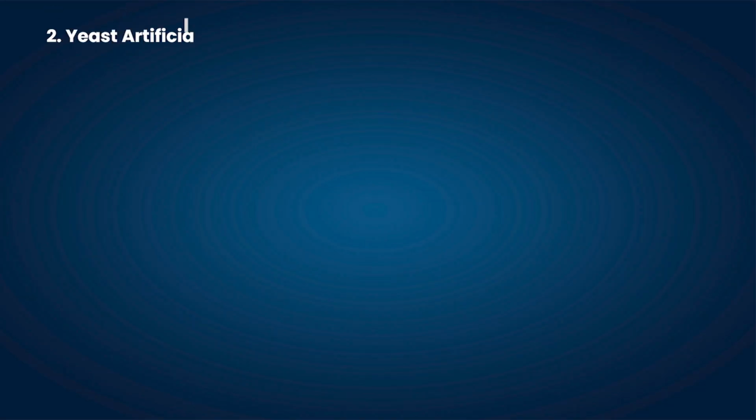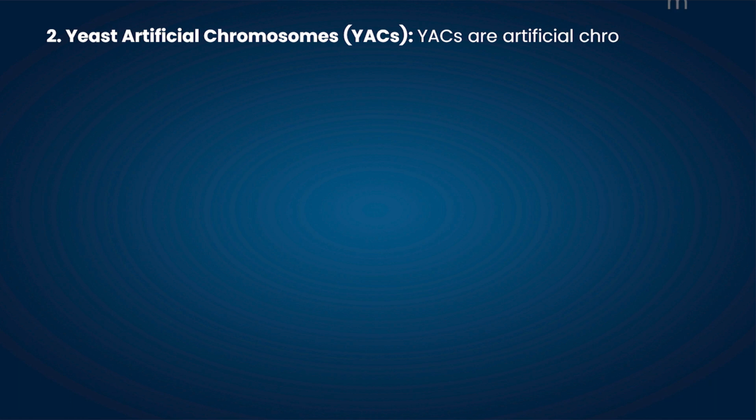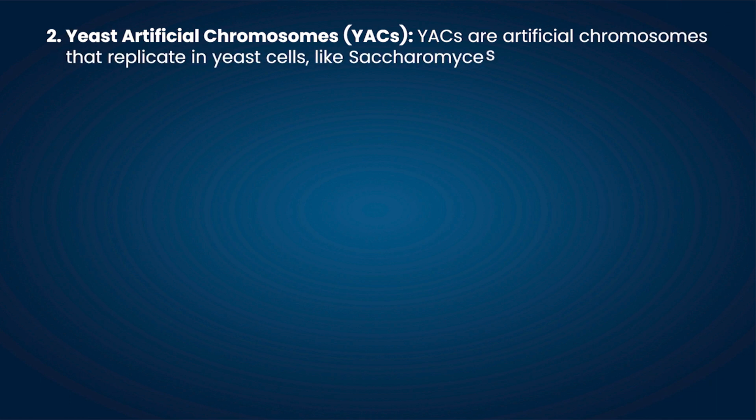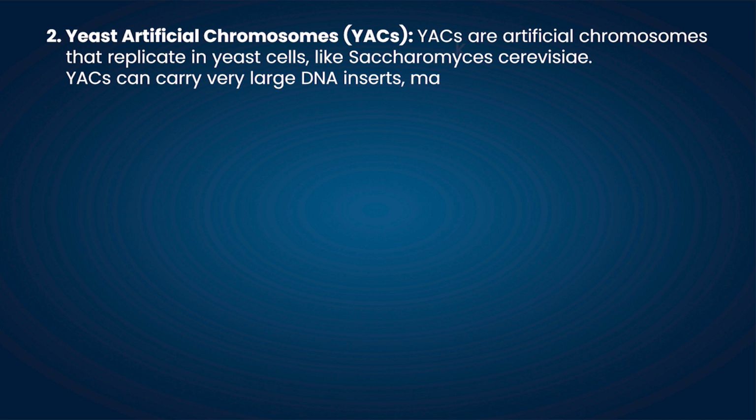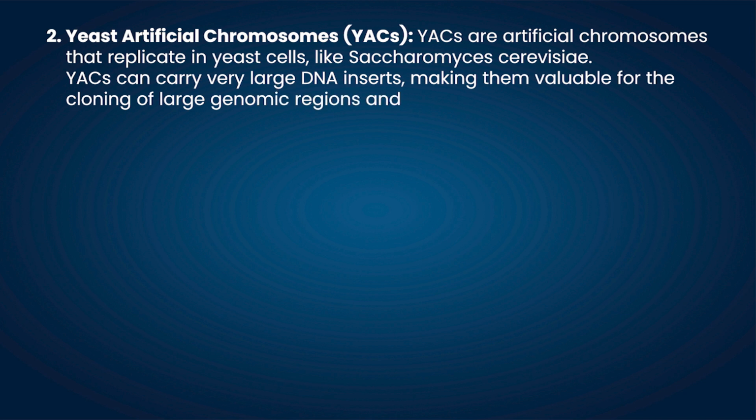Next type is yeast artificial chromosomes or YACs. Yeast artificial chromosomes are artificial chromosomes that replicate in yeast cells, as the name suggests, like Saccharomyces cerevisiae. Yeast artificial chromosomes can carry very large DNA fragments or inserts, making them very valuable for the cloning of large genomic regions and for studying eukaryotic gene regulation. YACs have been extensively studied for eukaryotic genetic systems.